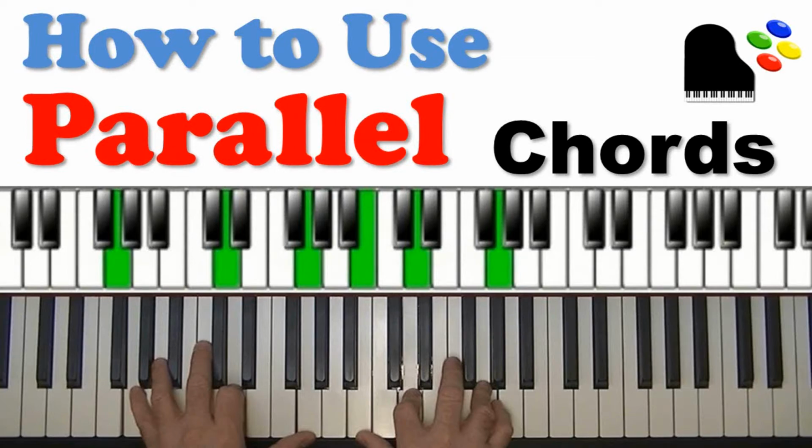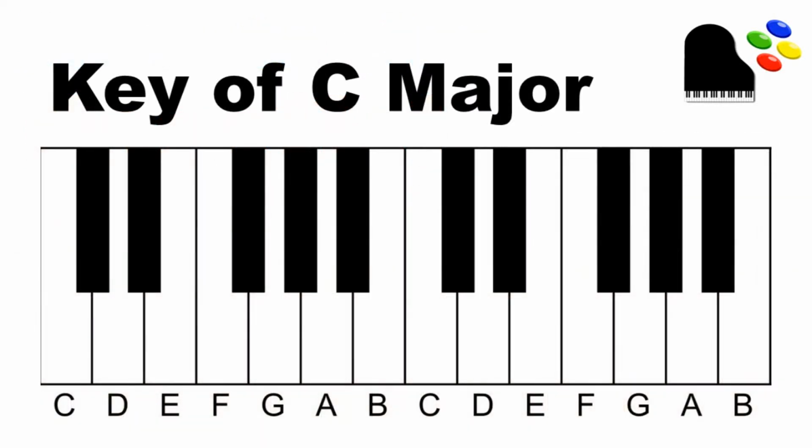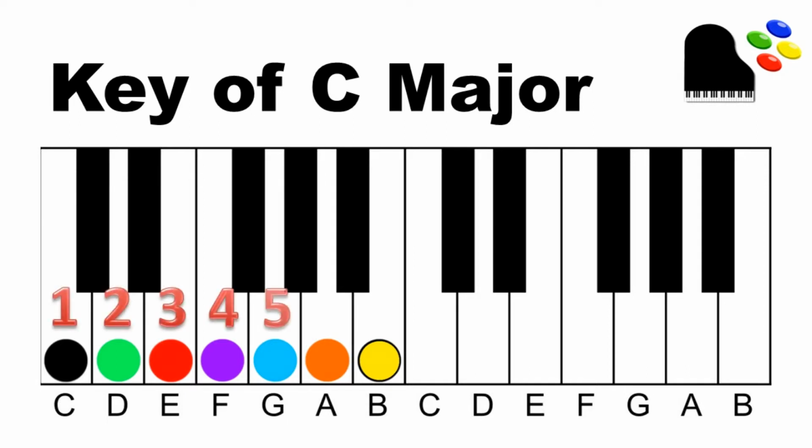Let's talk about how to use parallel chords. We're going to use the key of C major to illustrate our parallel chords. And if you're familiar with the key of C major, you know it consists of these 7 different notes: C, D, E, F, G, A, and B. And just as important as these 7 different notes is their numbered sequence.